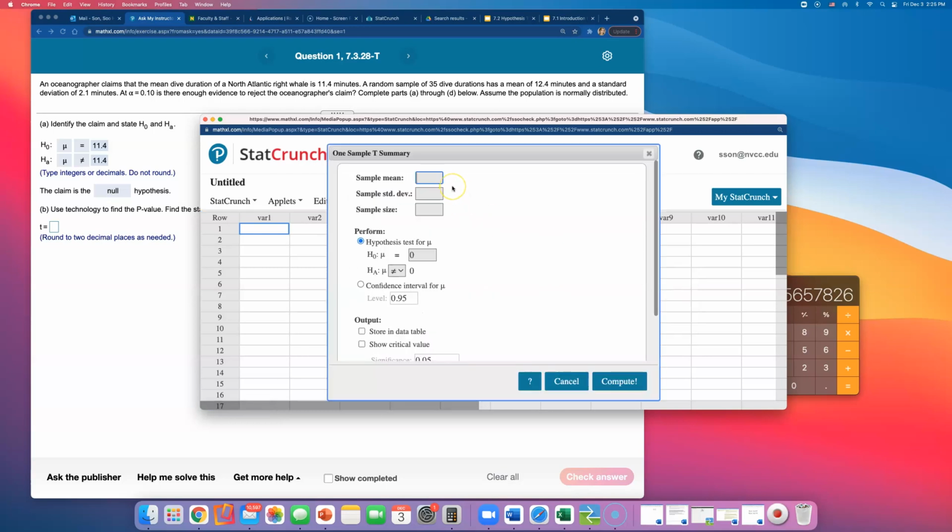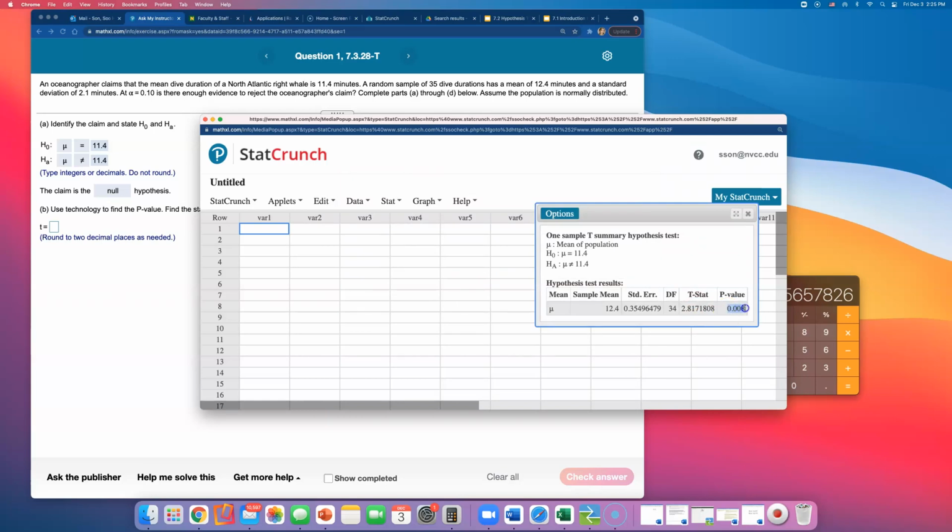All right, type in everything, and once you know which test you are using, it's super easy. Sample mean is 35. Sample standard deviation is 12, no, 2 point, no, guys, I'm sorry. I'm typing in the wrong stuff. Sample mean is 12.4. Sample standard deviation is 2.1, and sample size is 35. Change the hypothesis. The null has to say mu is equal to 11.4. Alternative is saying mu does not equal 11.4, and that's all you have to do.